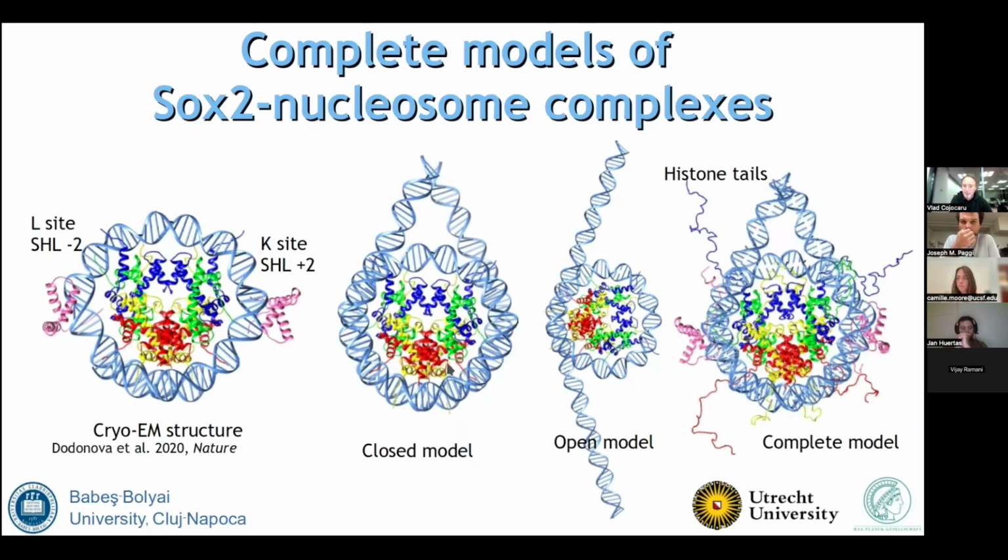So we needed to build the closed nucleosomes from it, which was also resolved by Dodonova et al. But then you have also open nucleosome. You have to extend the DNA. You see in the structure the DNA is missing, so we had to actually extend the DNA to create this open nucleosome. And then you have to add the histone tails and create a model with SOX2 bound to a closed nucleosome, but also to an open nucleosome, because the question is, can SOX2 induce the opening by binding to the closed nucleosome, or is it just stabilizing a partially open conformation?